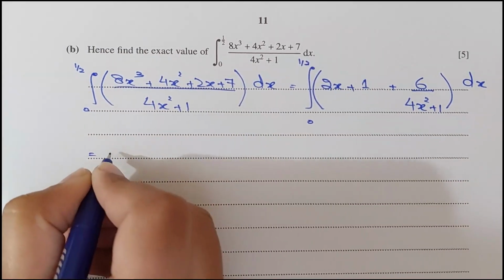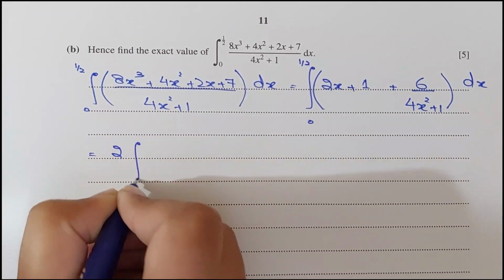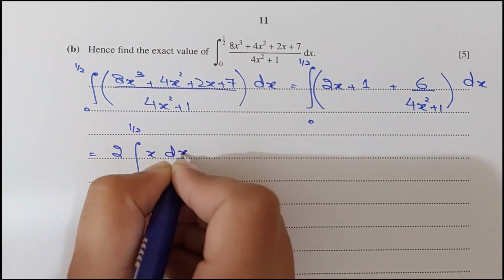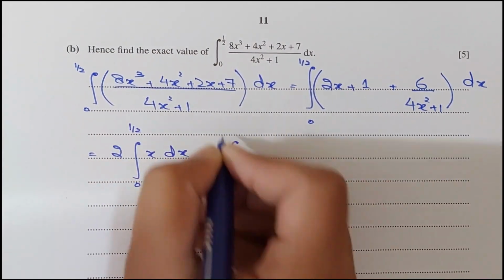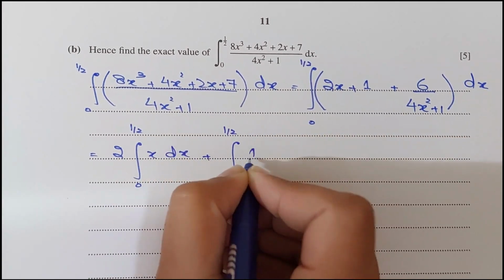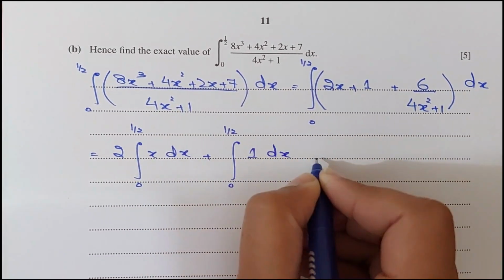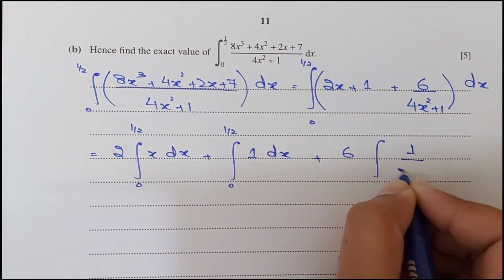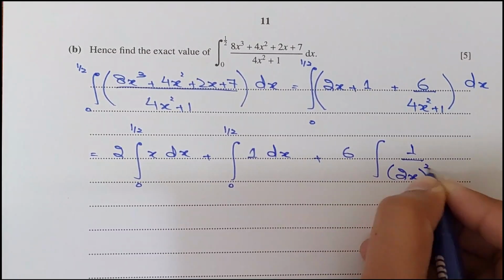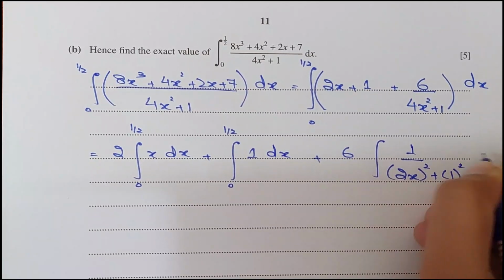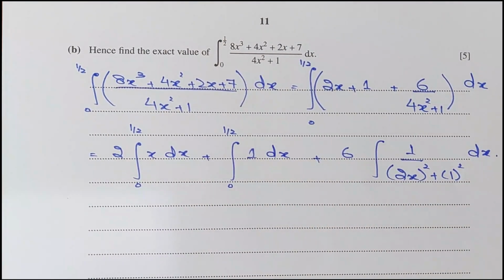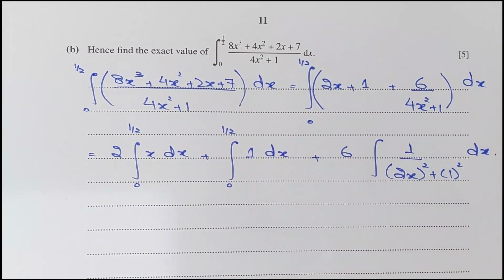Okay, so here we can say 2 is outside, the integration of x from 0 to half dx, plus the integration from 0 to half of 1 dx, right, plus 6 is outside, the integration of 1 over (2x) whole square plus 1 square with respect to dx, right? So which formula do we have to use for the integration over here?